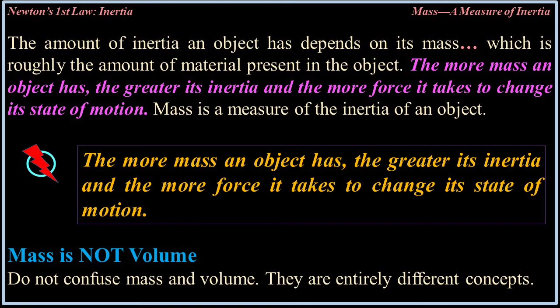The amount of inertia an object has depends on its mass, which is roughly the amount of material present in the object. The more mass an object has, the greater its inertia, and the more force it takes to change the state of motion. Mass is a measure of the inertia of an object. Mass is not volume. Do not confuse mass and volume. They are entirely different concepts.